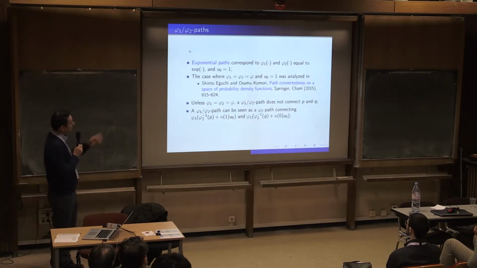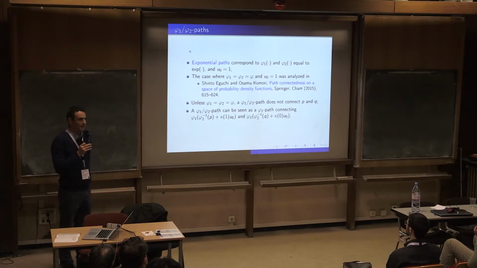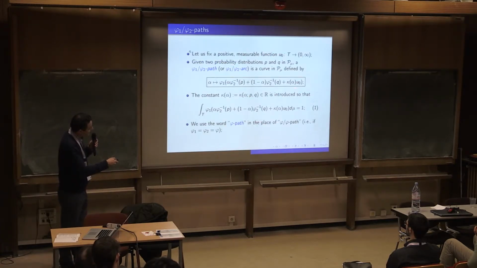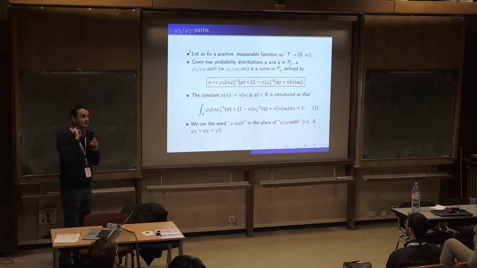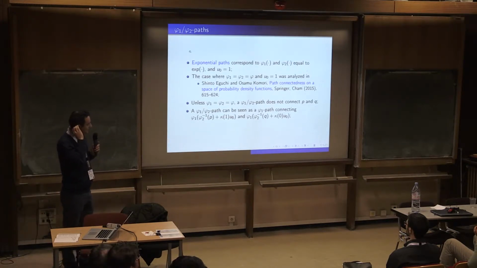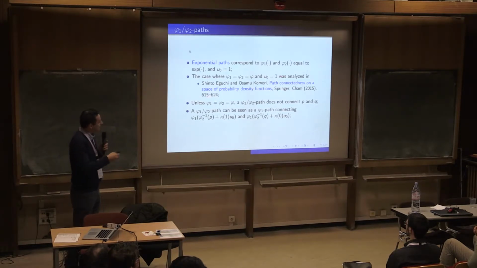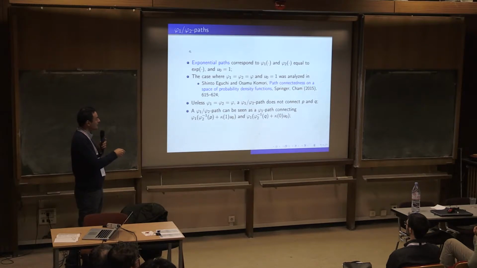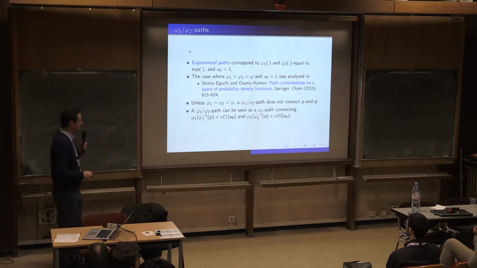The exponential path, which is a very regular one in geometry, is when we consider that the phi functions, phi1 and phi2, are the regular exponential, and, let me get back a little bit, that the function u is a constant, 1. Okay? So in the previous GSI in 2015, one paper from Eguchi and Komori analyzed the case where u0 is still a constant, 1, and a very simple case where the functions are the same.